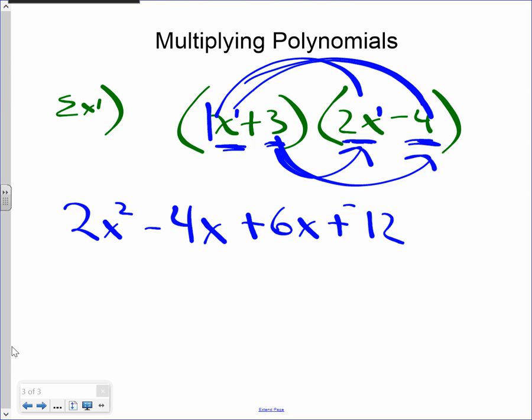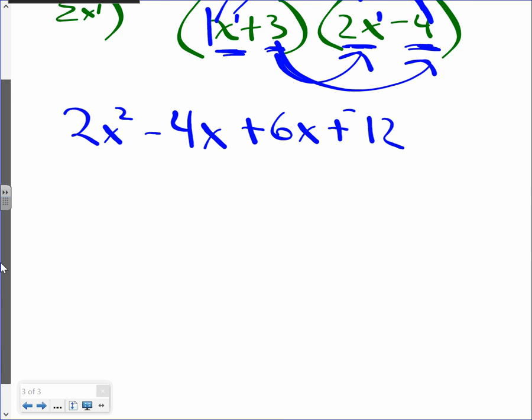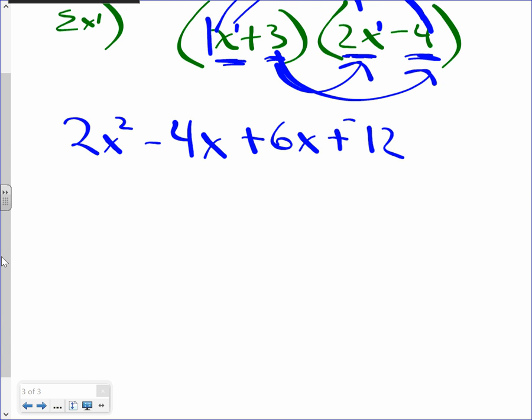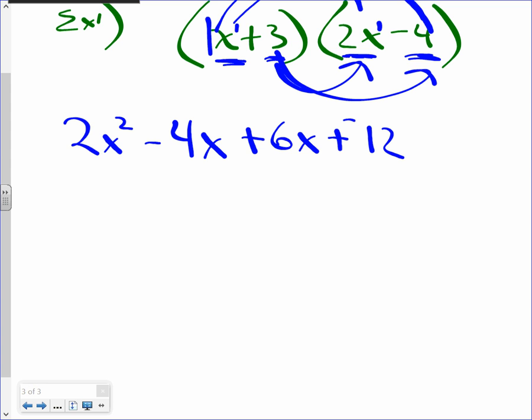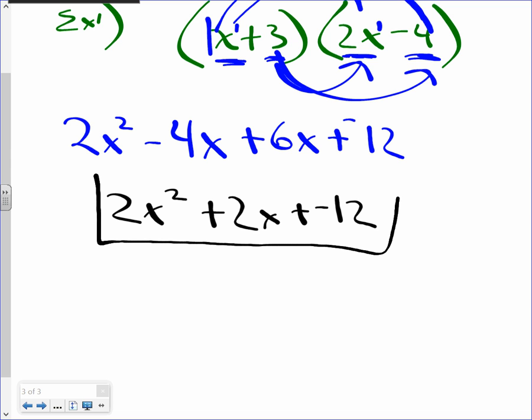There's something we can simplify here. The negative 4x and 6x I can combine. Those are like terms. I'll write my final answer in black. 2x squared, then negative 4 plus 6 is positive 2x, plus a negative 12. We end up having a trinomial as our final expression. Easy lesson today.